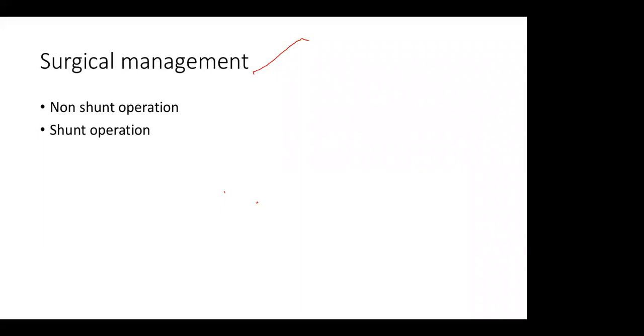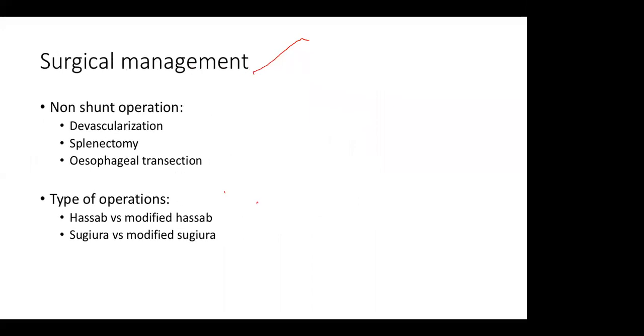Surgical management, if we go over it quickly, is either a non-shunt operation or a shunt operation. Starting with the non-shunt operation, it is composed of devascularization and splenectomy, with or without esophageal transection. The two commonest examples are the Hassab or modified Hassab operation and the Sugiura or modified Sugiura operation.